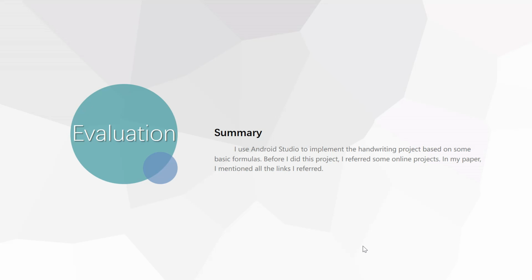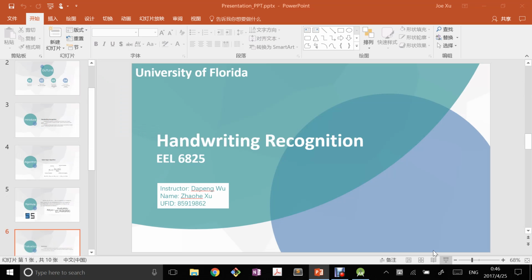Okay, about the evaluation part, I used Android Studio to implement the handwriting project based on basic formulas like the ones I mentioned before. Before I did the project, I referred to some online projects on GitHub and SVN, and in my paper I mentioned all the links I referred to. Okay, let's take a look at the code.